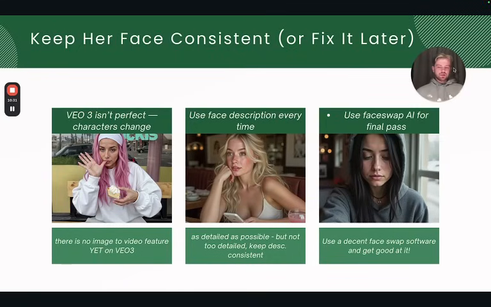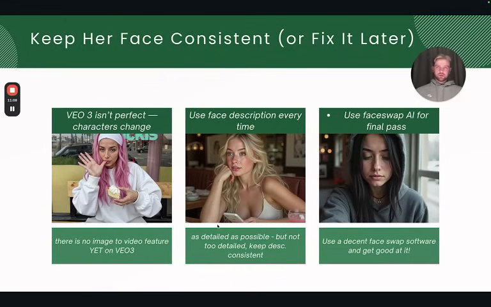There's no image to video feature right now on this software, so it's going to be a bit difficult. But what we can do, as we can see here, is use the same face description every time, and it will create a very, very similar looking female. So keep this as detailed as possible. The facial description is the description that I would keep the longest, the most in-depth and consistent. The backgrounds, the actions, the speech can all change, and it won't affect that too much, but the description of the character is going to want to stay the same if you want to create a consistent image.